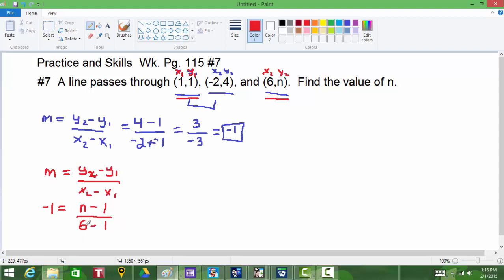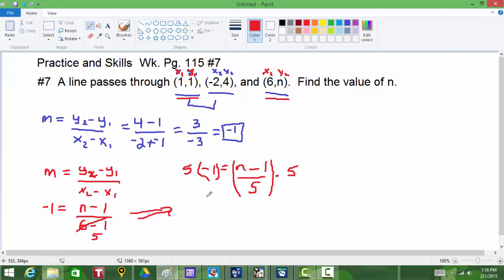And then I'm going to simplify this down. If you look right here, I got 6 minus 1, which would be 5. So just cross this out, put a 5 underneath. Let me rewrite this whole thing just to make it a little cleaner up here. So let's make this -1 equals n minus 1 all over 5. And what we're going to do is solve that for n. So I want to get rid of this 5, so we're going to multiply both sides by 5.